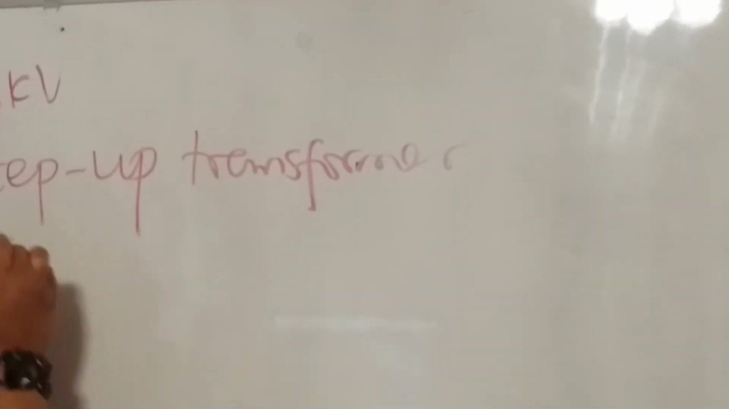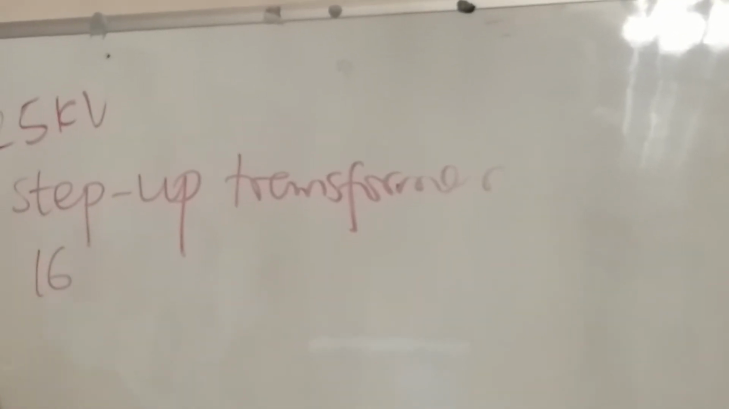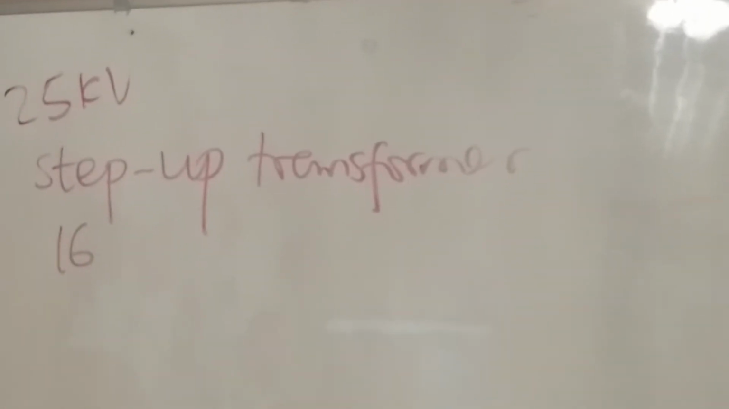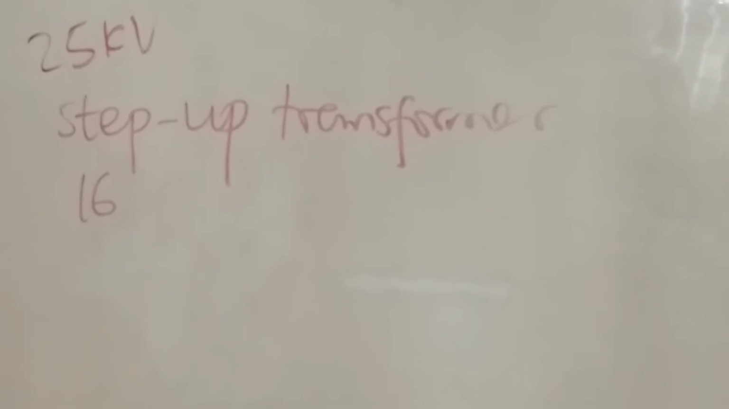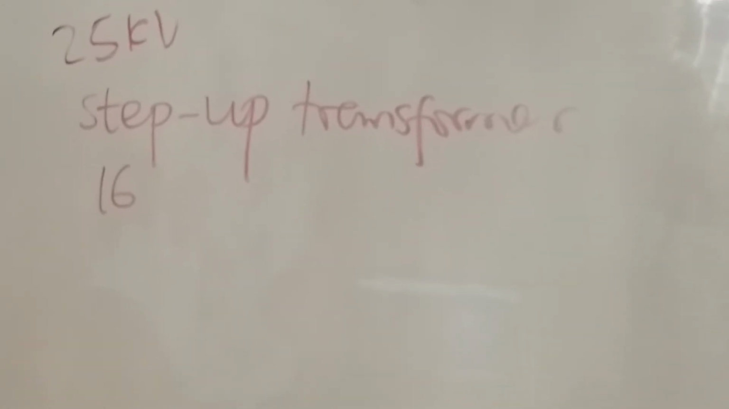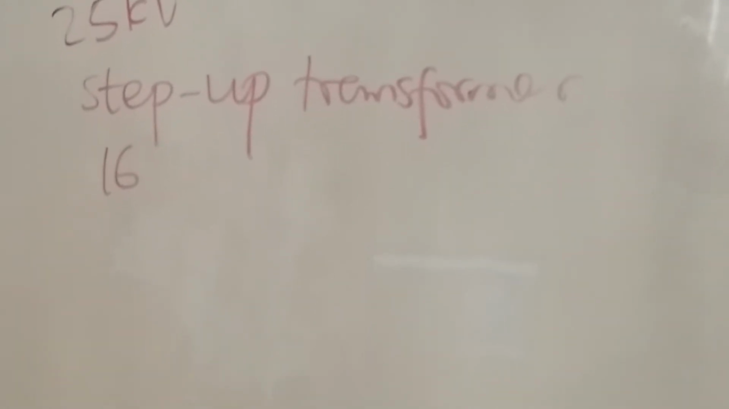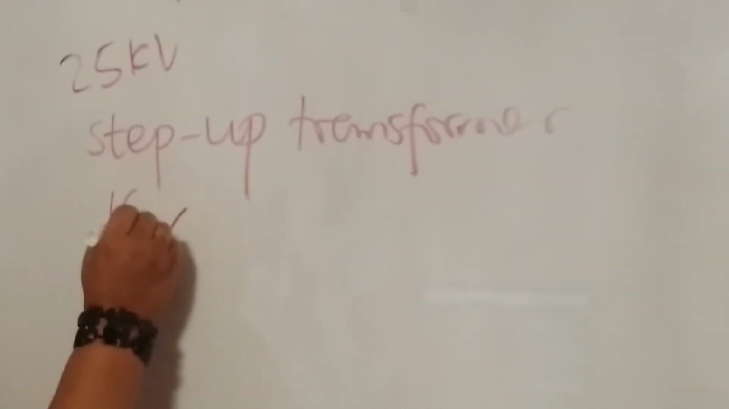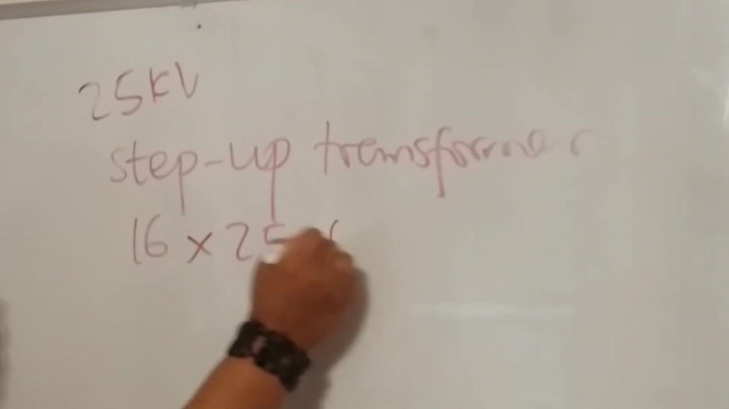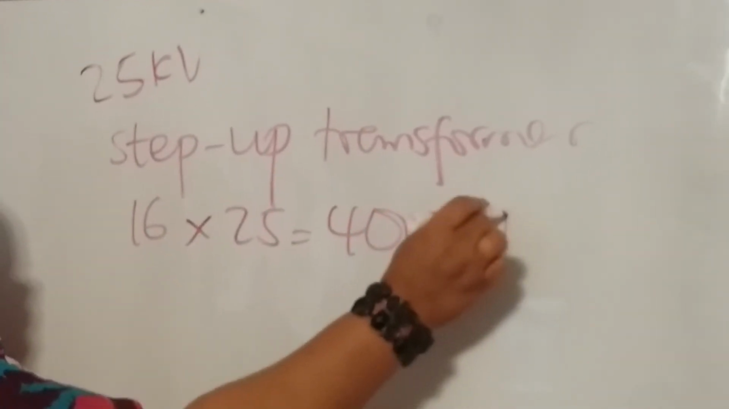A step-up transformer increases it by a factor of 16. So it then asks the question, how much voltage output is this? Very simple. You multiply it by 25 and you get 400 kV.